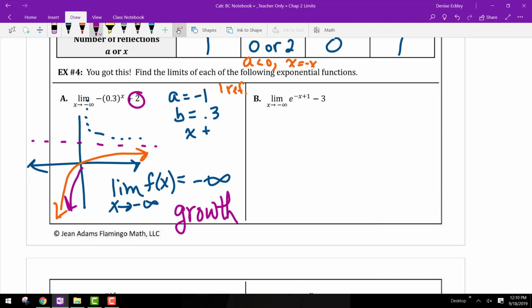Okay, so for the next one, we see that we have a horizontal asymptote again of negative 3. We now have a negative x, so we do have one reflection. So let's go ahead and sketch this. We know our b is e, and we know our x is a negative x, and our a is positive 1. So we have the one reflection. So here's where the reflection happens.